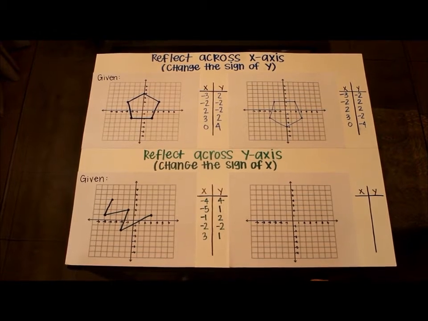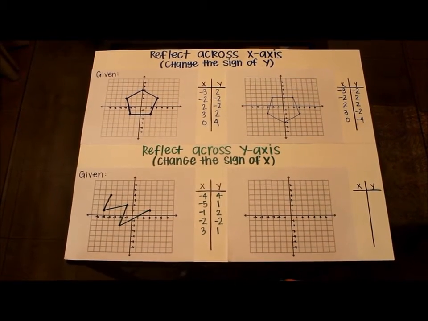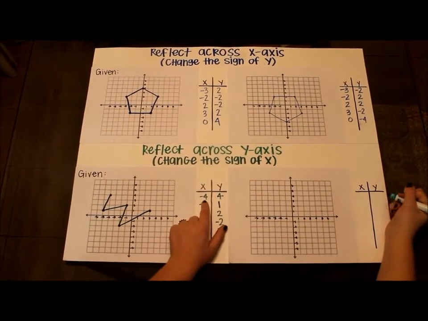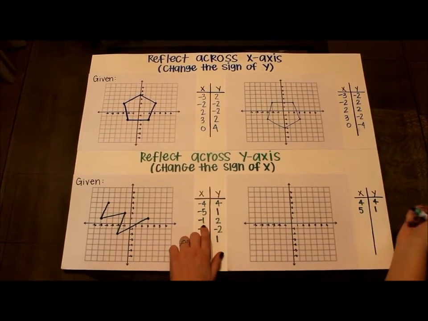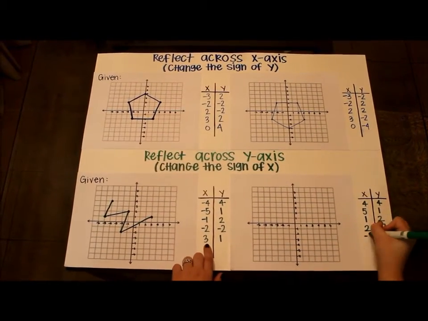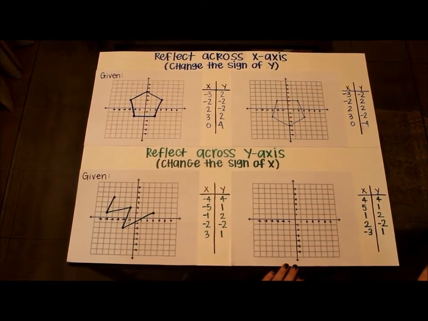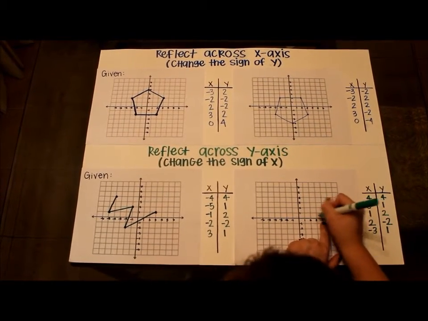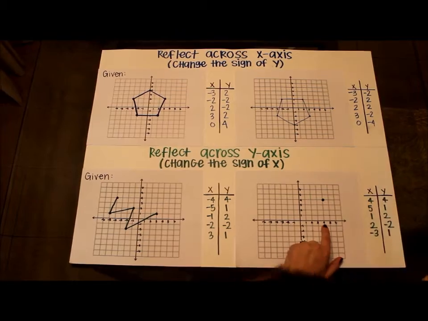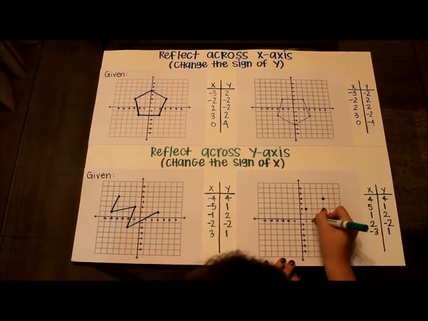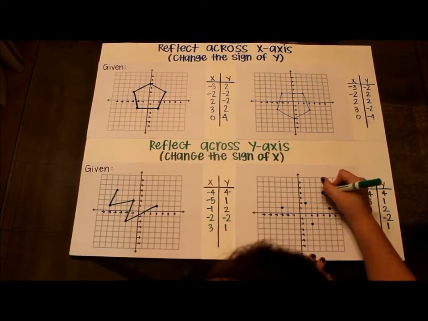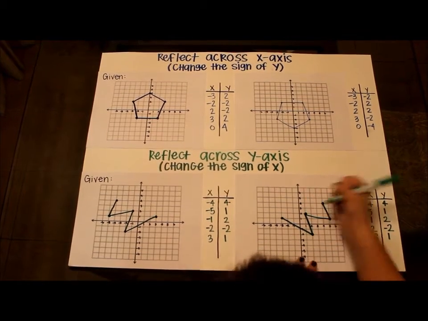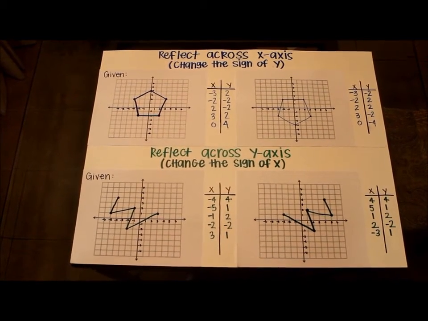Now, like I said before, in order to reflect across the y-axis, we are going to change the sign of x. So first, we will complete our table in order to make graphing easier. So now, we will graph this. We will start with our first point, which will be 4, 4, over 4, and up 4. And now you can see that this is a reflection across the y-axis.